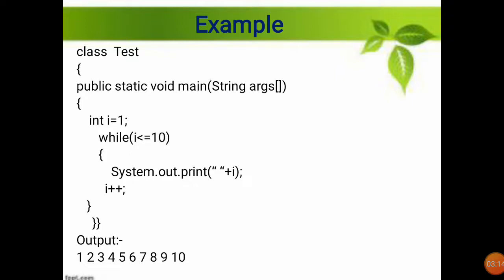So initially i is equal to 1, 1 is less than 10, the condition is true, so it prints 1. After that we increase the value, i equal to i plus 1, that is 2. 2 is also less than 10, so it again prints the value 2. In this way, the condition is true till the value of i is equal to 10. Each time we increase the value of i, so it prints the result from 1 to 10.